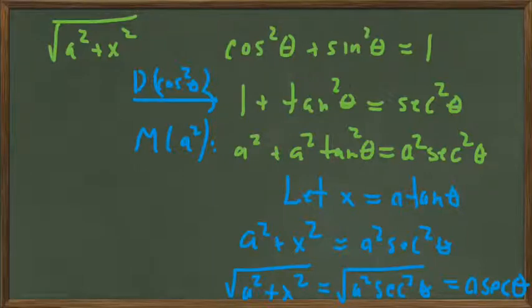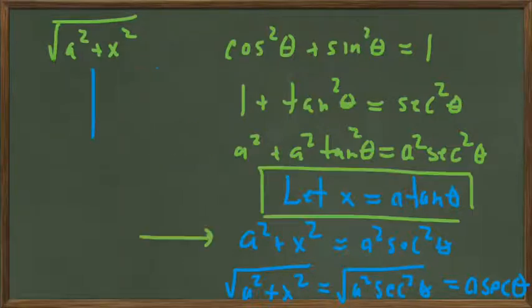So the radical turns into a secant theta, and the point is that when we have a radical of this type, we're going to let x equal a tan theta to get the expression a squared plus x squared out of the radical. So the radical turns into a secant theta.